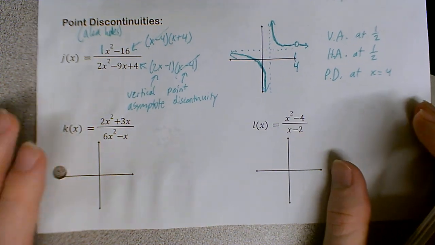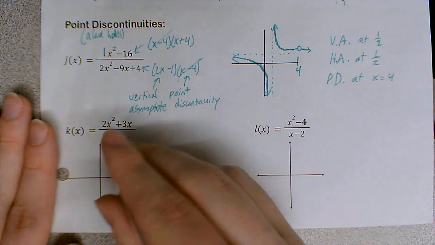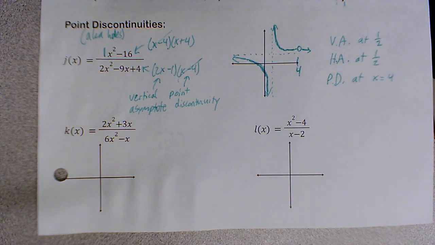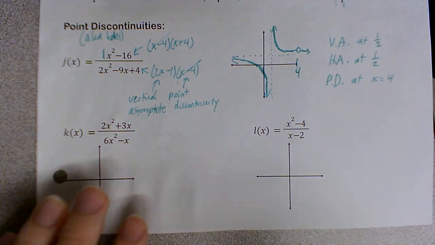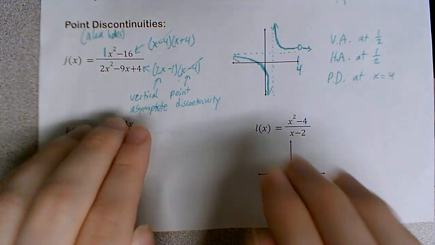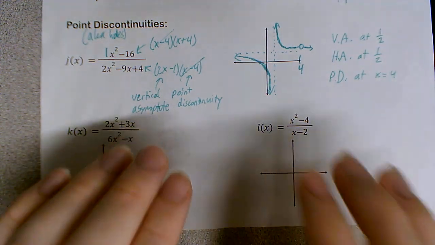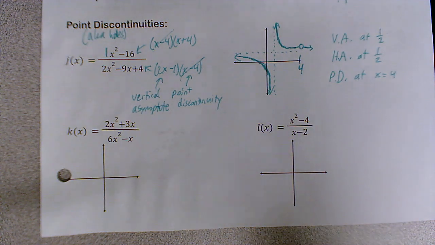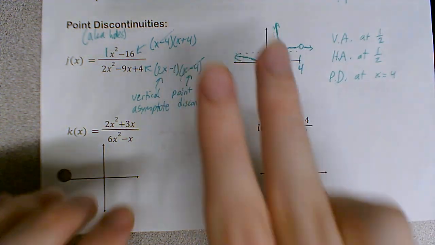All right. I want you to take a moment, factor these next two, and figure out where the asymptotes are, and if there are any, find out where the point discontinuities are. I'm going to give you guys a few minutes to do that, and again, I'm going to count down. Pause the video, work these out first, and then check your answer. If you made a mistake, just fix it. There's nothing wrong with that. All right, 3, 2, 1.